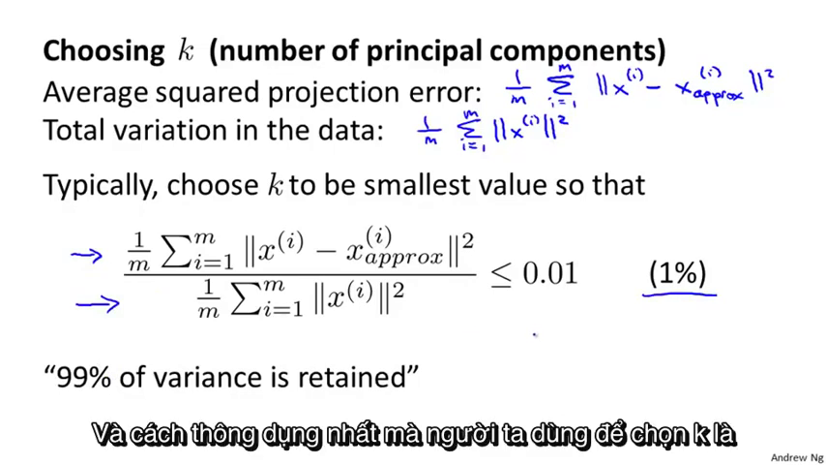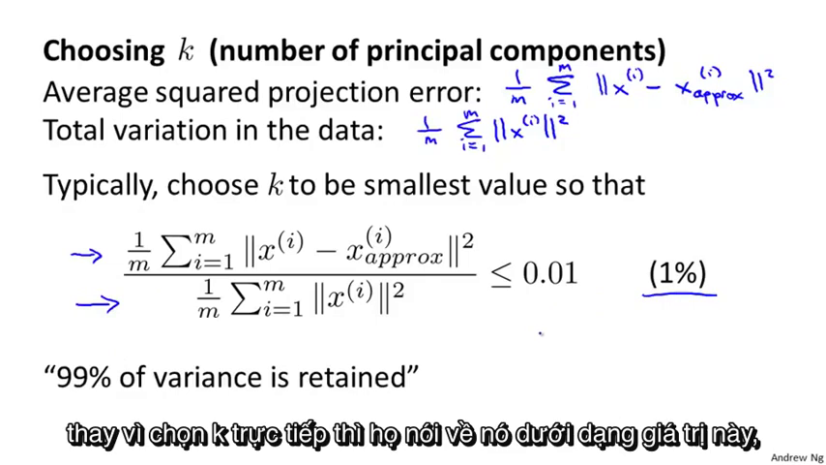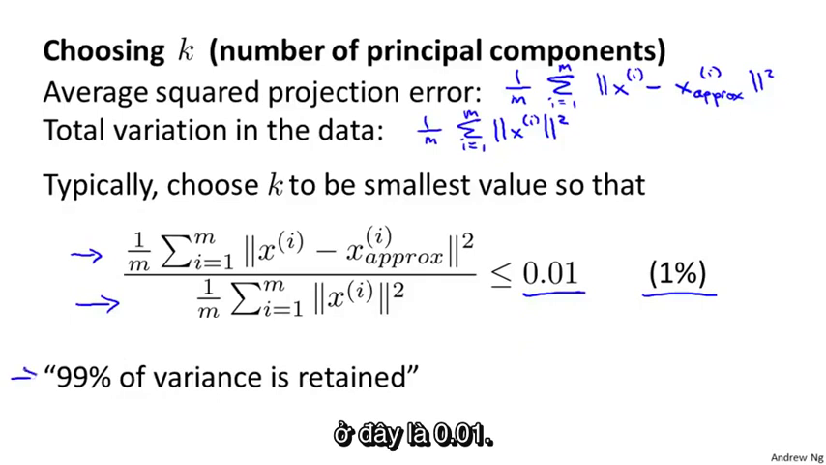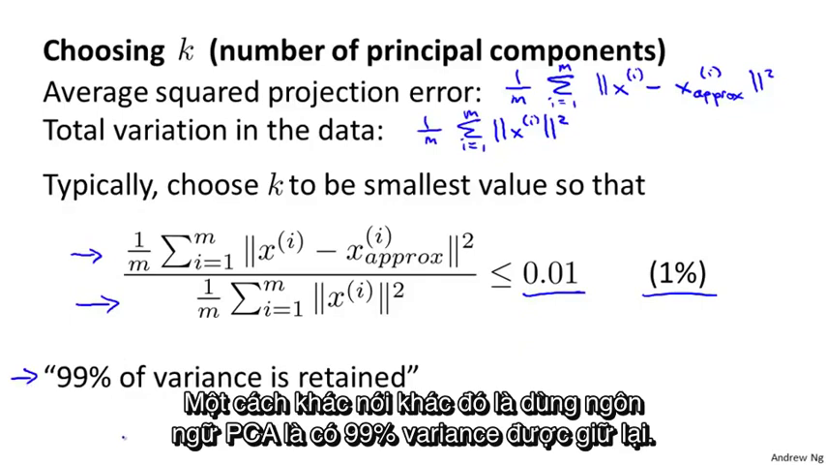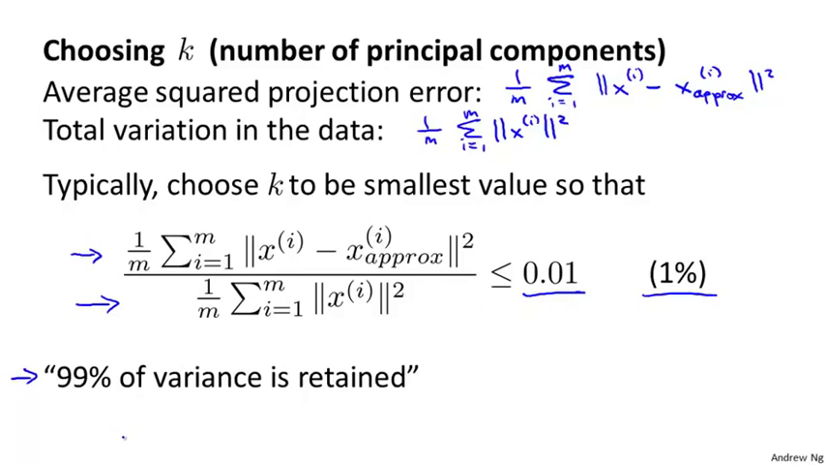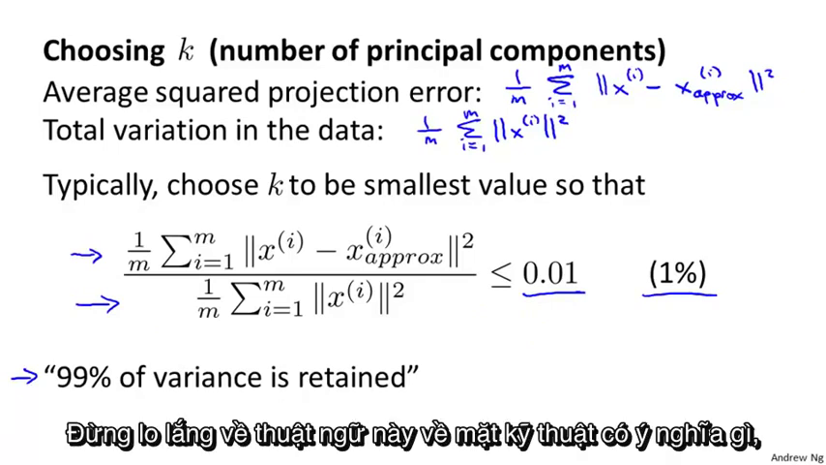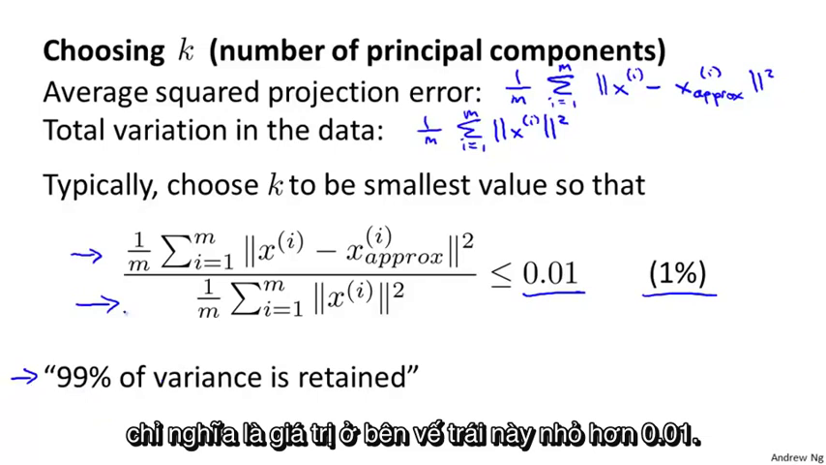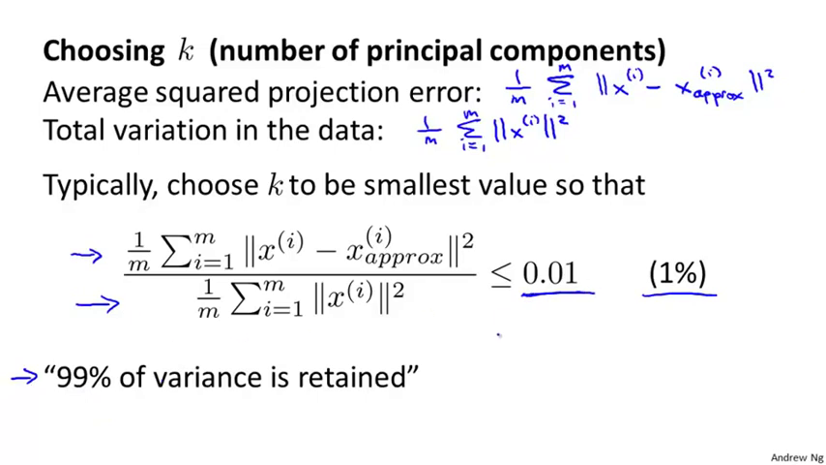The way most people think about choosing k is, rather than choosing k directly, most people talk about what this number is, whether this is 0.01 or some other number. And if this is 0.01, another way to say this, to use the language of PCA, is that 99% of the variance is retained. Don't worry about what this phrase really means technically, but this phrase, 99% of the variance retained, just means that this quantity on the left is less than 0.01.